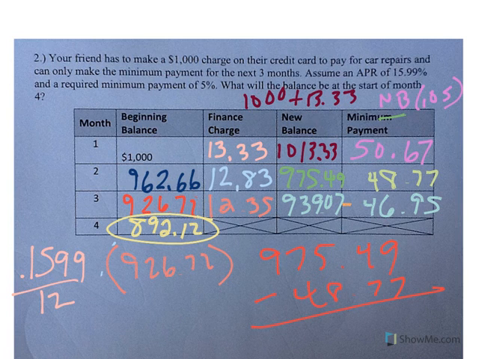You do it just over and over. To find the finance charge, APR divided by 12 times your balance. To find your new balance, you take your beginning balance plus the finance charge. And to find the minimum payment, you multiply your new balance times the required minimum payment percentage, which in this case is 5%. I then subtracted new balance minus the minimum payment to get my beginning balance, and then I did it all over again. So there is your practice with credit cards.